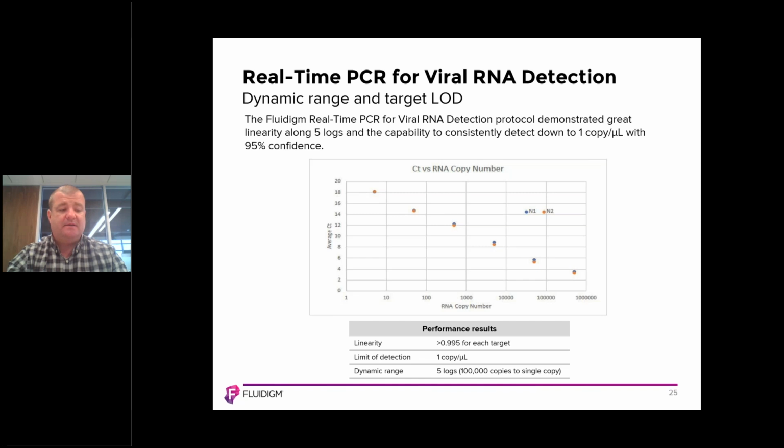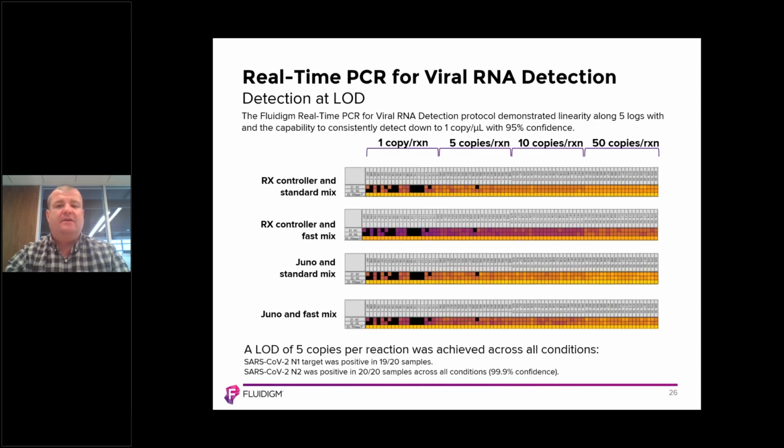And if we look at that on the raw heat maps that you get from the Fluidigm real-time PCR analysis software, you can see how we got to 5 copies per reaction. So we are able to detect down to 1 copy per microliter with 95% confidence. That means that when we look at the CDC guidelines, an LOD of 5 copies per reaction was achieved across all conditions.